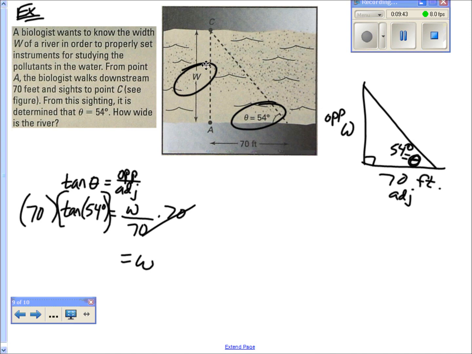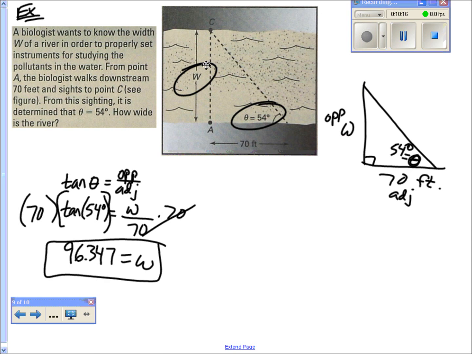So go ahead and get your calculator out. Again, make sure, are you in degrees or radians? We are in degrees right here. So you say, oh wait, I don't need my catalog. 70 times tangent 54 degrees, 96.347 feet. That's the width of that river. Okay, done with that one.